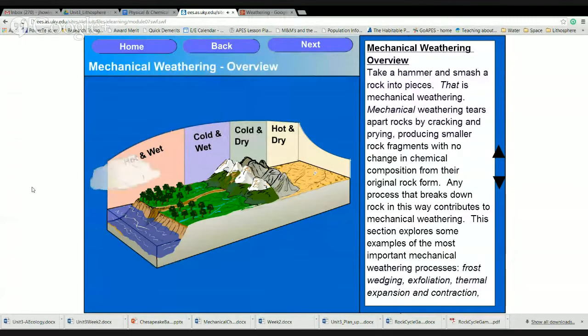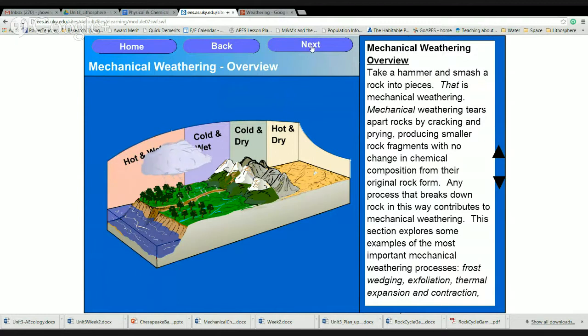Today we are talking about weathering. So the first type of weathering we're going to talk about is mechanical or physical weathering. This is like a physical change, not a chemical one. This is an actual tearing of the rocks apart by cracking and prying. It's creating smaller rock fragments and sediments, but it is not changing the chemical composition of the rock. That is the key of physical weathering: it does not change the chemical composition of the rocks.